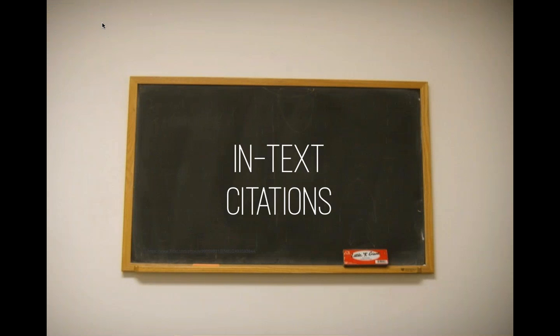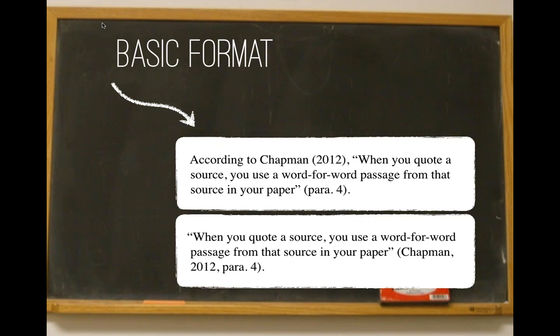All right, let's talk about in-text citations first. What should the in-text citation look like? The format for in-text citations can vary depending on whether the information cited is a quotation, summary, or paraphrase. There are two basic formats for in-text citations, whether you're citing a quote, a summary, or a paraphrase. So the first example, a quote from a Writing Center blog post, is: according to Chapman, when you quote a source, you use a word-for-word passage from the source in your paper.